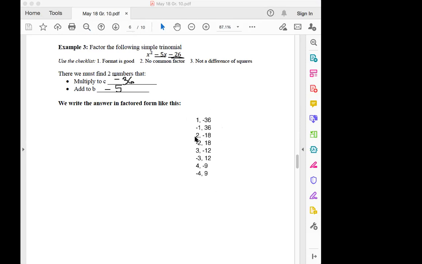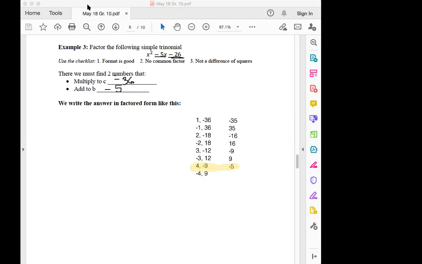So I did the two numbers here that will multiply to get to negative 36. Now you need to add them to figure out which ones add to get to negative 5. So 1 minus 36 is negative 35. Negative 1 plus 36 is 35. 2 plus negative 18 is negative 16. 3 plus negative 12 is negative 9. 4 plus negative 9 is negative 5. And that's where we stop. That is our answer that we want.